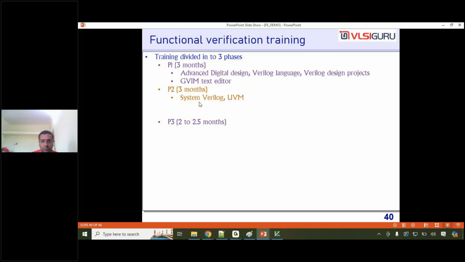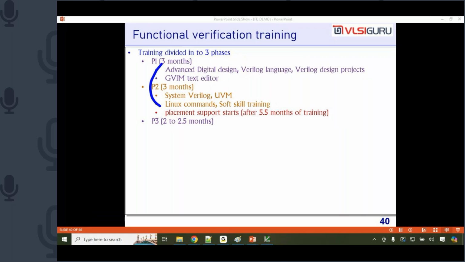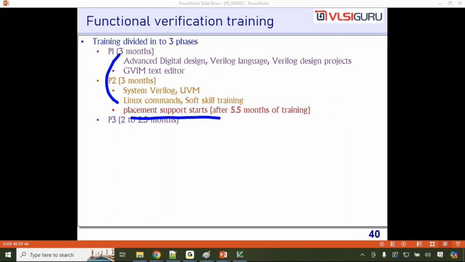Phase 2 will be doing SystemVerilog and UVM. Also, we'll do Linux commands and soft skill training. This is where the placement support will start. Once you are done till this stage, your placement support will start, because when you go to the interviews, the companies expect this skill set for interview purposes.